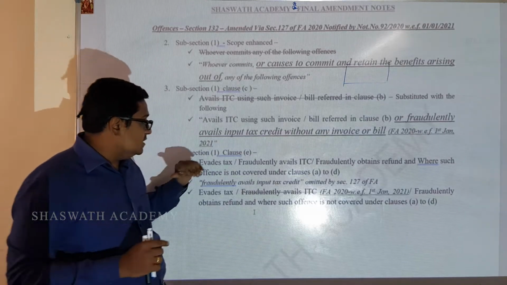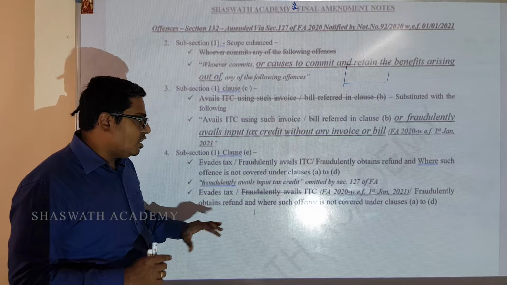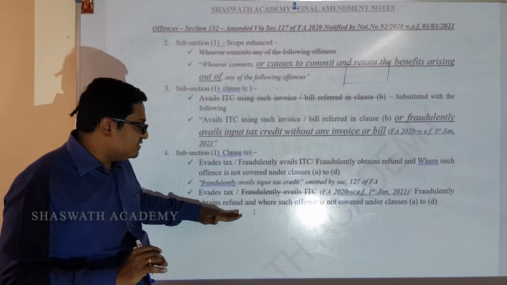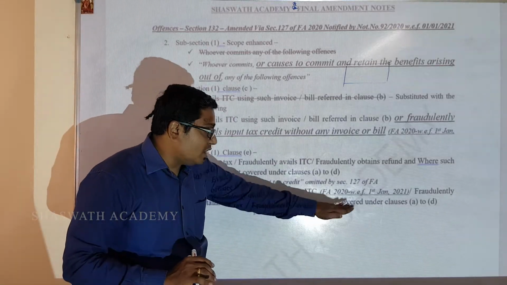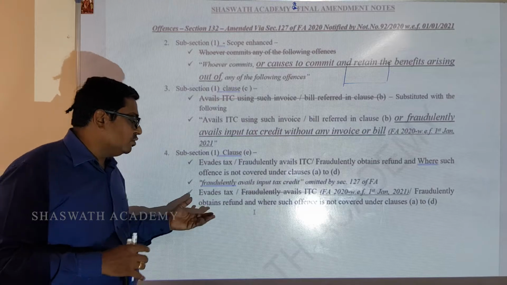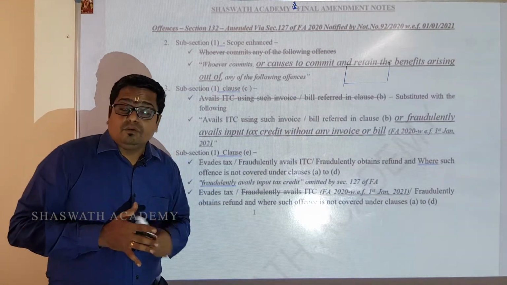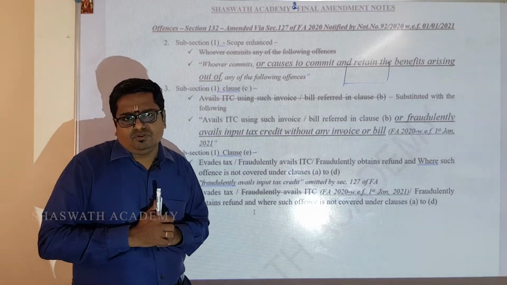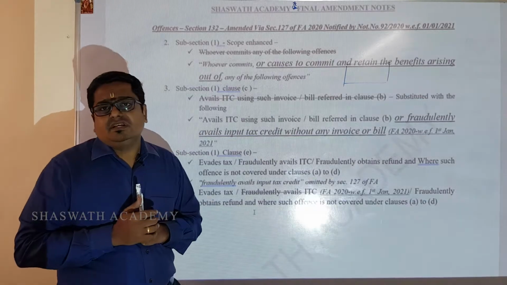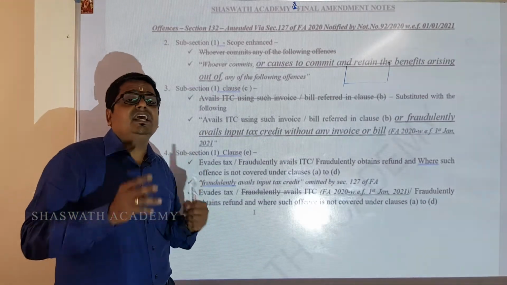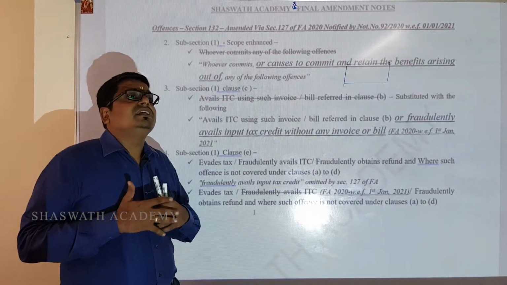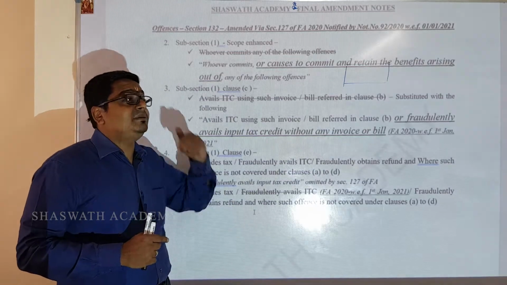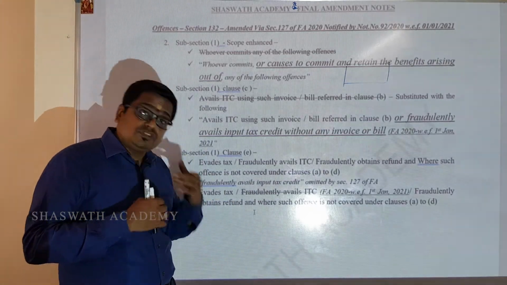And finally, subsection 1 clause C goes on record to again reshuffle the words wherein fraudulently obtains refund and where such offense is not covered under A to D. So it also goes on record to cover someone who has fraudulently claimed refund, which is quite a high number of cases. For your kind information, practically, I want to share this with you. Delhi GST intelligence wing, and in Bombay also, especially in Nasik, there has been a breakthrough by the intelligence wing who has actually cracked down on the SEZs who have claimed wrong ITC and who have claimed excess in terms of shipping bill.